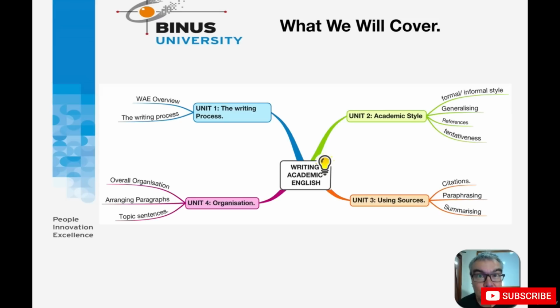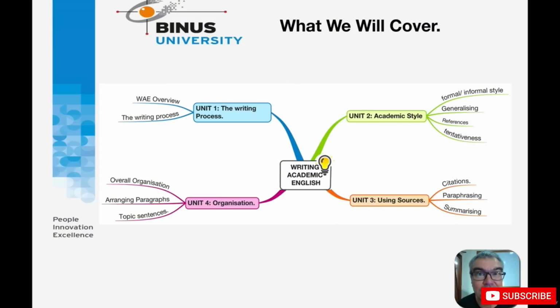Unit 3 talks about how to use sources. So of course, academic writing is based on the books and the articles that you read. So this unit is about how to describe the information from those sources in your writing. And we will look at things like paraphrasing, summarizing, and of course, giving citations.